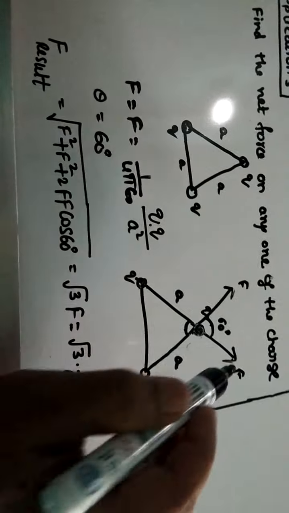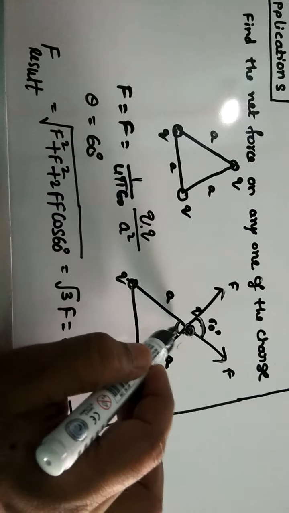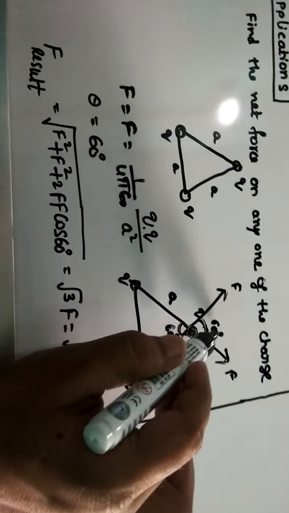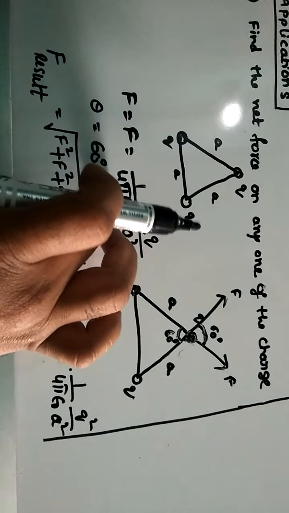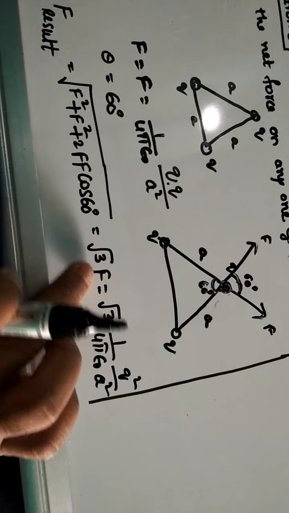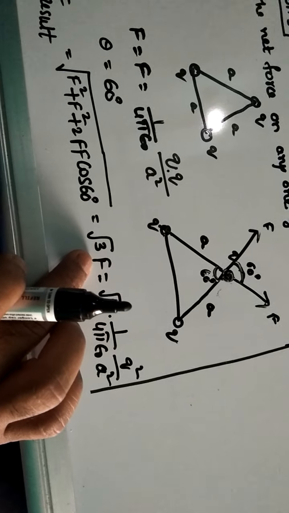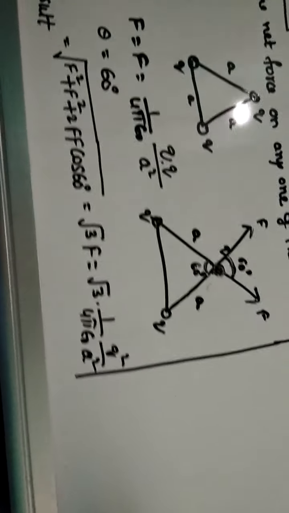Similarly, this is also F. The two forces are at an angle of 60 degrees. In an equilateral triangle, vertically opposite angles are equal, the angle is 60. Forces are equal, and the angle between them is 60. Apply the parallelogram law, then you will get the resultant force as root 3 times the individual force. That is root 3 times 1 by 4 pi epsilon naught Q square by A square.